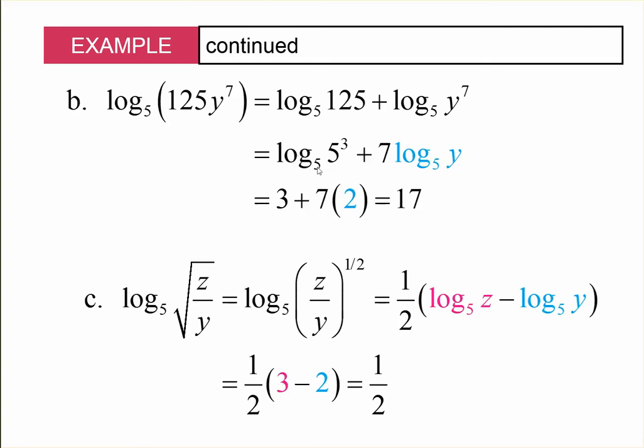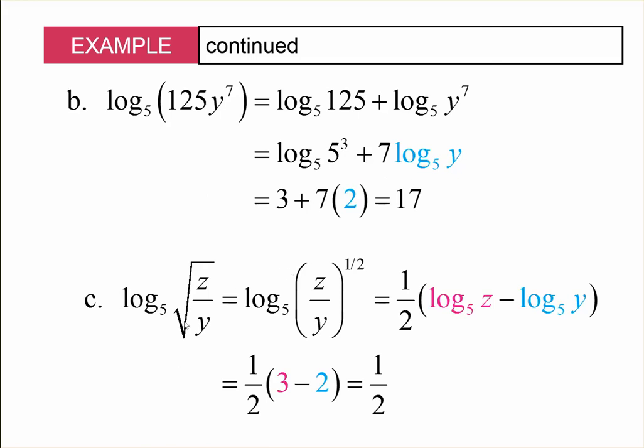So log base 5 of 5. So what exponent do you put on 5 to give you 5 to the 3rd? Obviously, it's that 3 right there, right? And then you got the 7 coming in from here, and log base 5 of y, that's given to us as a 2. So grand total is 17. We good? Again, just playing just to make sure you understand how you get what you need to get.